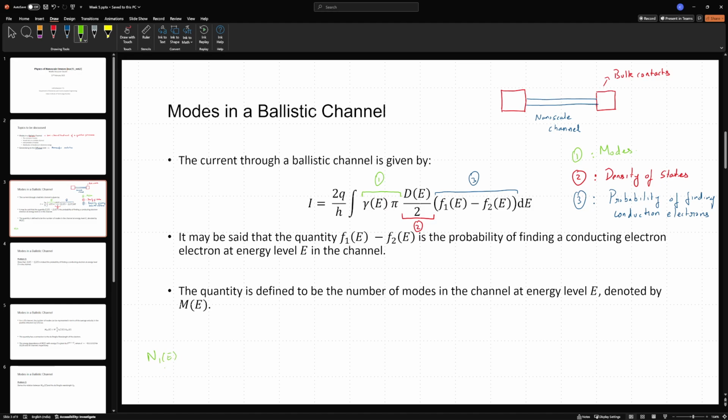N1 of E minus N2 of E by tau is equal to dN by dt. So we would have had this kind of, this is the current. So here the 1 and 2 refer to the contacts. Yeah, so I should be more precise about that.